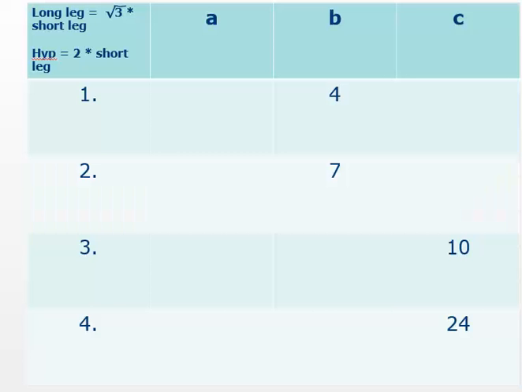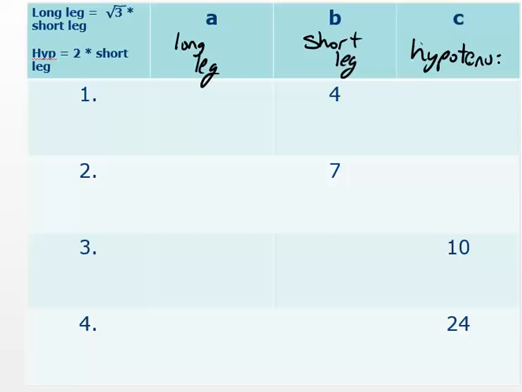Okay, so let's look at our chart. So B is our short leg. A is our long leg. And C, as always, is our hypotenuse. To go from the short leg to the long leg, we're going to multiply by rad 3. If I have to come backwards, then I'll divide. To go from the short leg to the hypotenuse, we're going to multiply by 2. Again, if I have to come backwards to the short leg, then I'll divide.